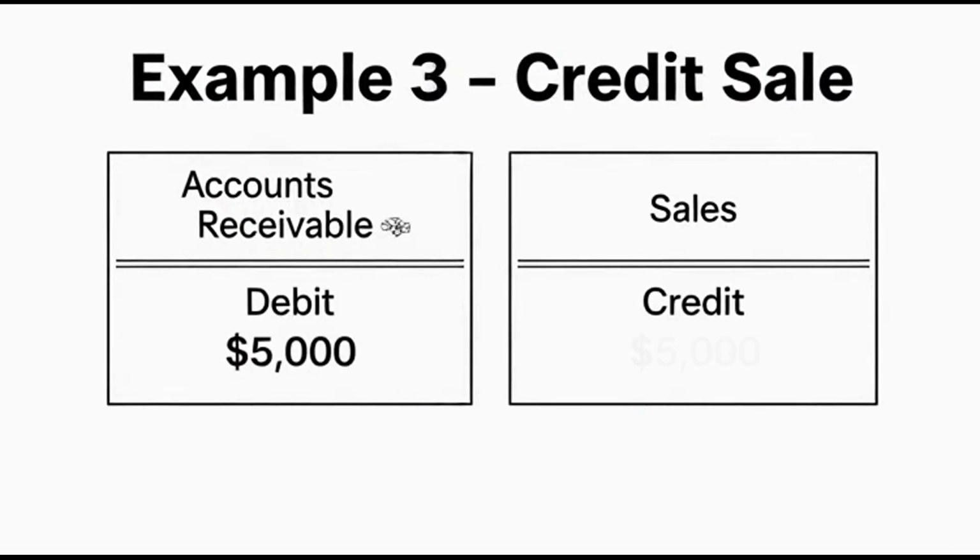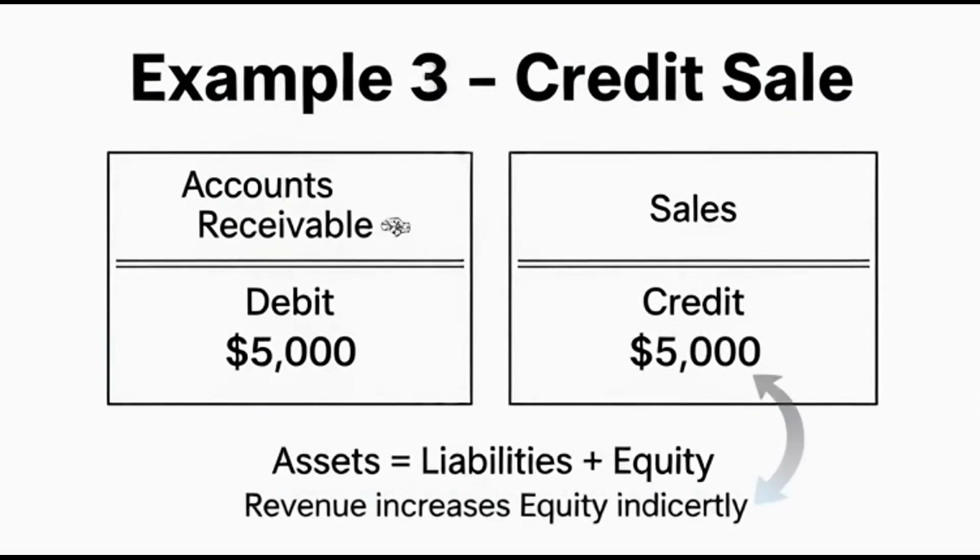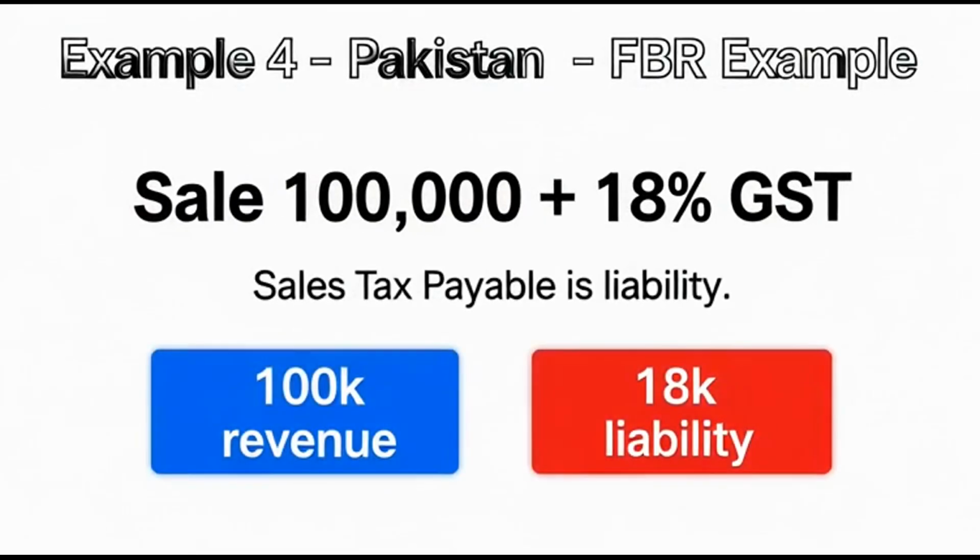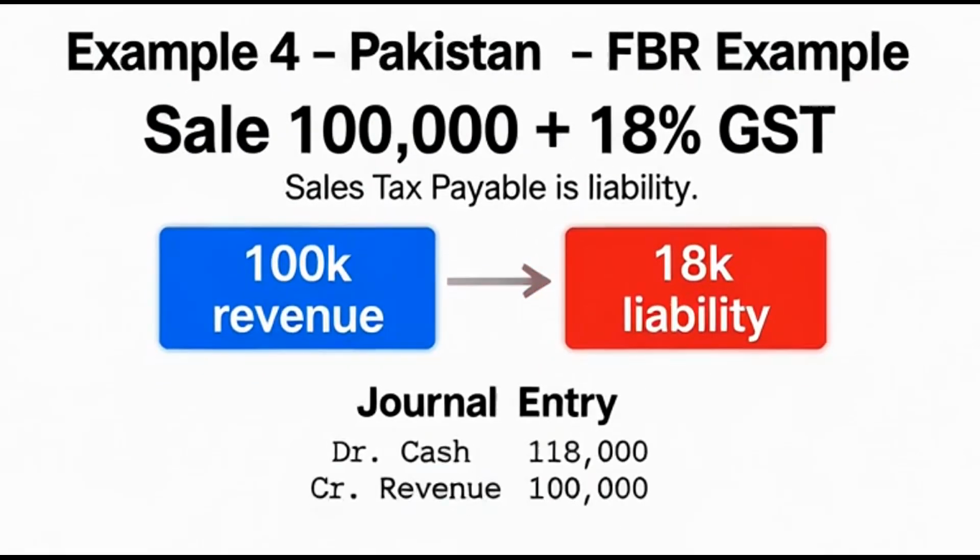Accounts receivable debit, sales credit, revenue increases equity indirectly. Example 4, Haka sale of $100,000 plus 18% GST. Sales tax payable is a liability.